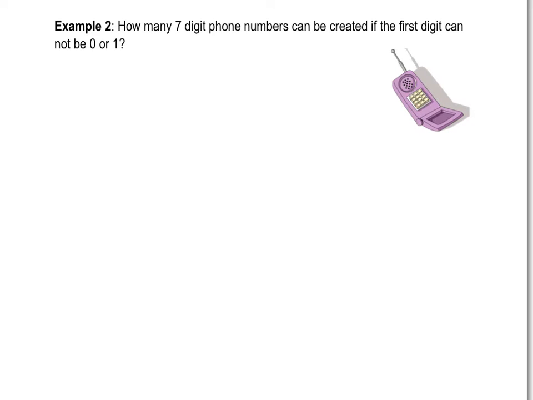Example 2: how many 7-digit phone numbers can be created if the first digit cannot be 0 or 1? So it's a 7-digit phone number, so 1, 2, 3, 4, 5, 6, 7. We're going to figure out the number of ways each of these digits can be selected and then multiply them all together. So it said the first digit cannot be 0 or 1. Well, that means the only numbers it could be are 2, 3, 4, 5, 6, 7, 8, or 9. Remember, it's got to be just one digit. So that's 8 different possibilities.